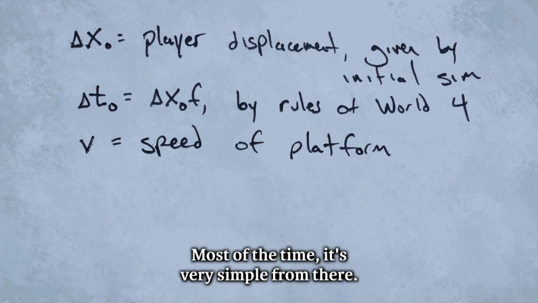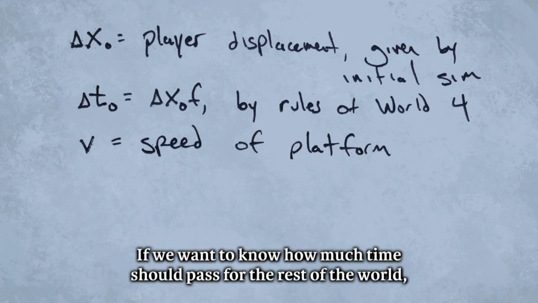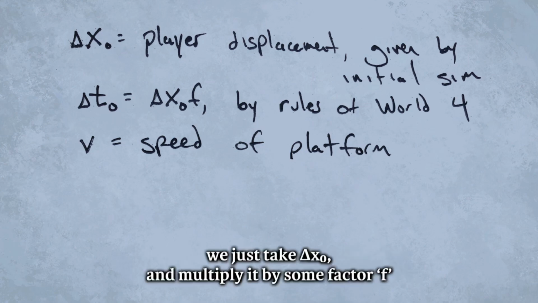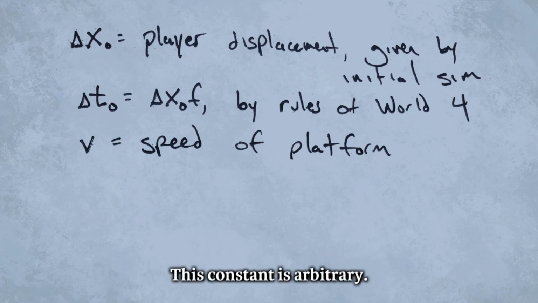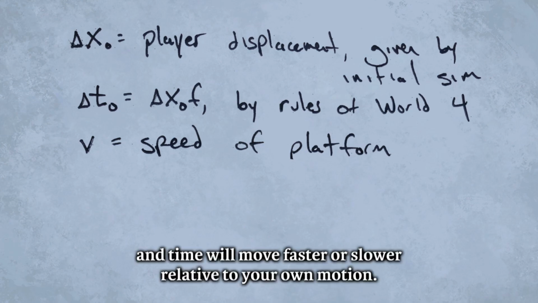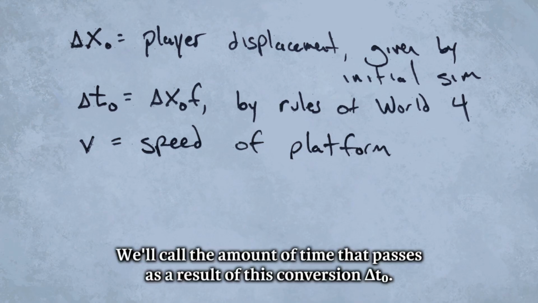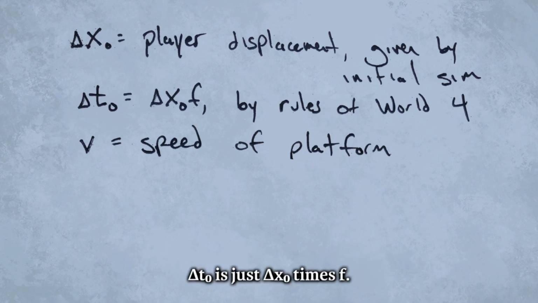Most of the time, it's very simple from there. If we want to know how much time should pass for the rest of the world, we just take delta x0 and multiply it by some factor f that we use to determine how much time passes for each unit moved in space. This constant is arbitrary. We can turn it up or down, and time will move faster or slower relative to your own motion. We'll call the amount of time that passes as a result of this conversion delta t0. Delta t0 is just delta x0 times f.